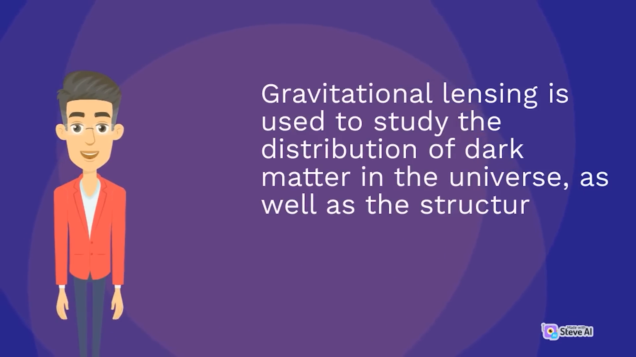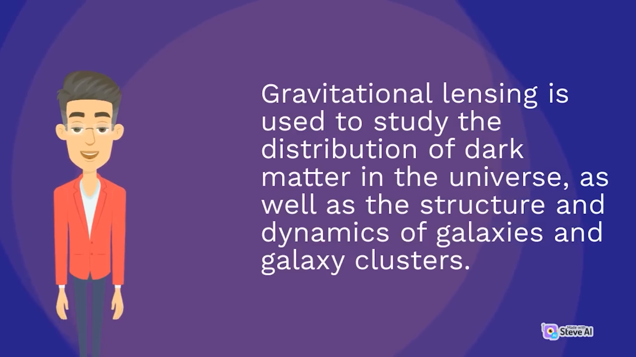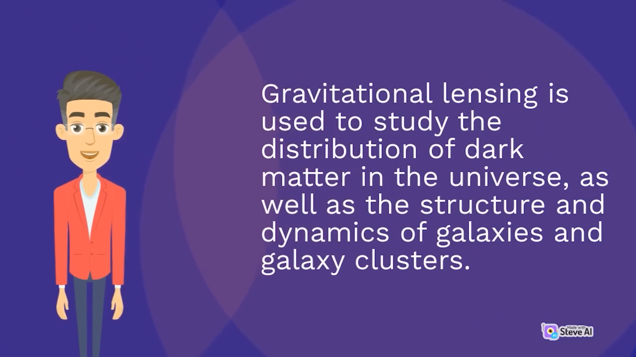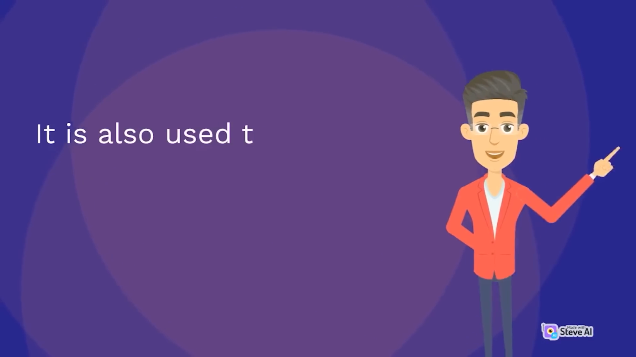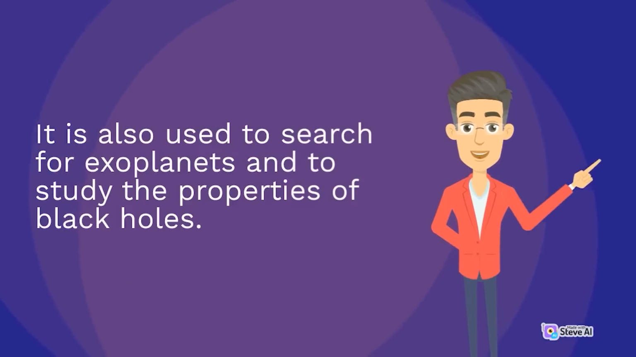Gravitational lensing is used to study the distribution of dark matter in the universe, as well as the structure and dynamics of galaxies and galaxy clusters. It is also used to search for exoplanets and to study the properties of black holes.